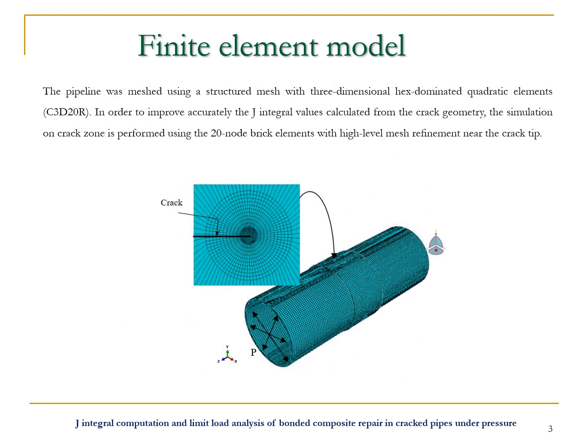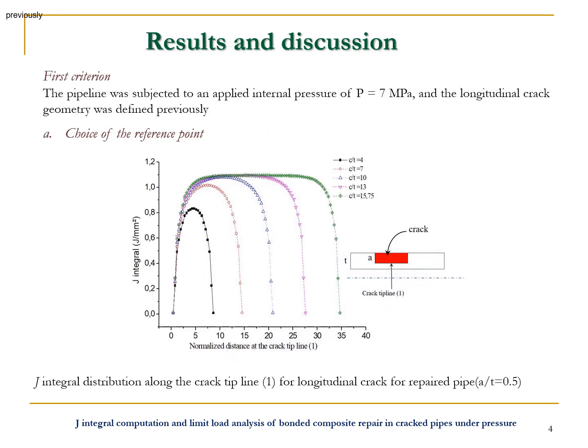The pipeline was meshed using a structured mesh with three-dimensional hex-dominated quadratic elements. On the first criterion, the pipeline was subjected to an applied internal pressure of 7 MPa, and the longitudinal crack geometry was defined previously. This figure shows the J-integral distribution along the crack tip line 1 for a longitudinal crack for a repaired pipe. We remark that the crack tends to propagate radially more than longitudinally.